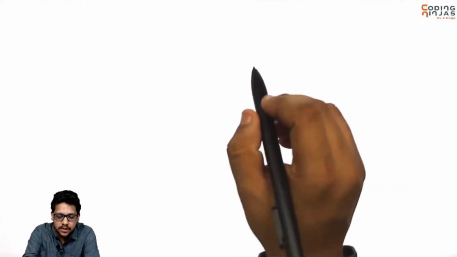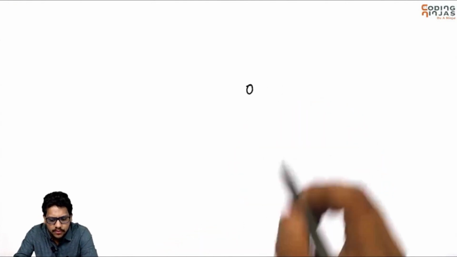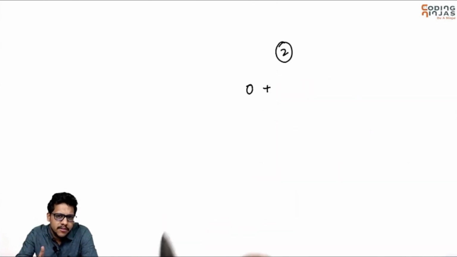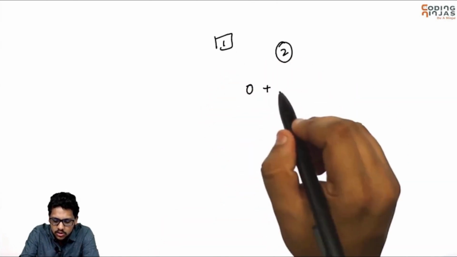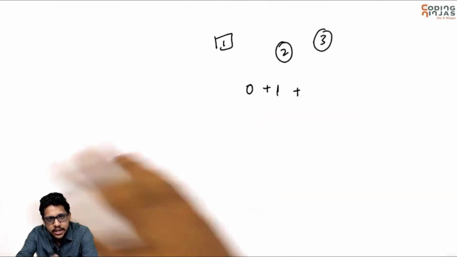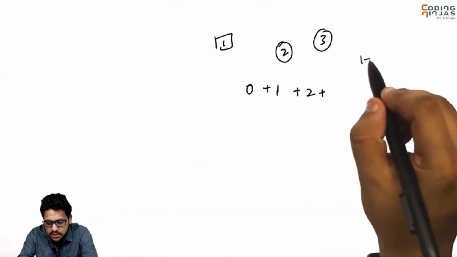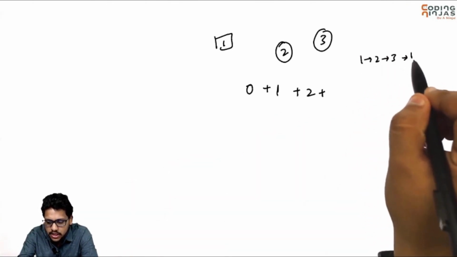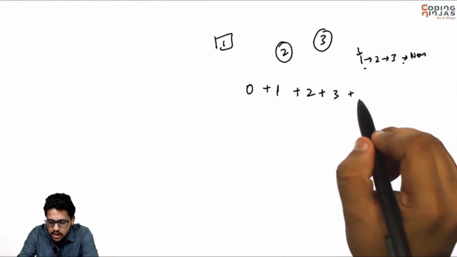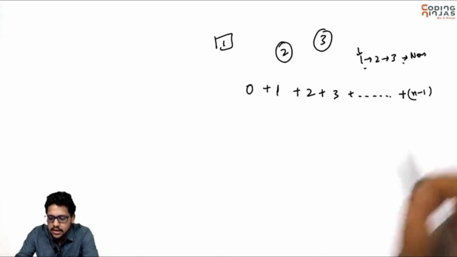For the first element you had done no iteration, so that is 0 steps. For the second element, we have iterated for 1 element, because 1's next is none. For the third element you have iterated for 2 elements. For the fourth element you have iterated for 3 elements. Your linked list was like this, you start from here and traverse for 3 elements. It will go on like this. So for the nth element you will traverse for n minus 1 elements.